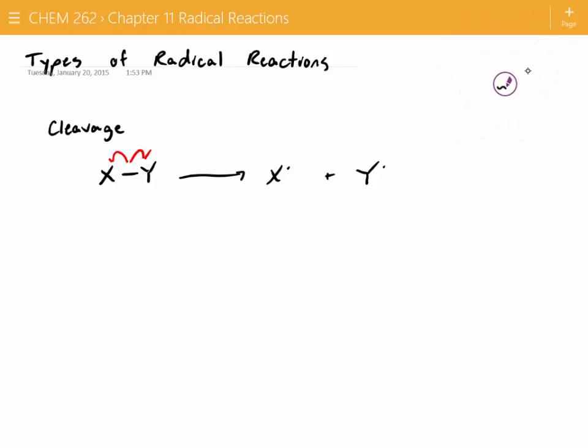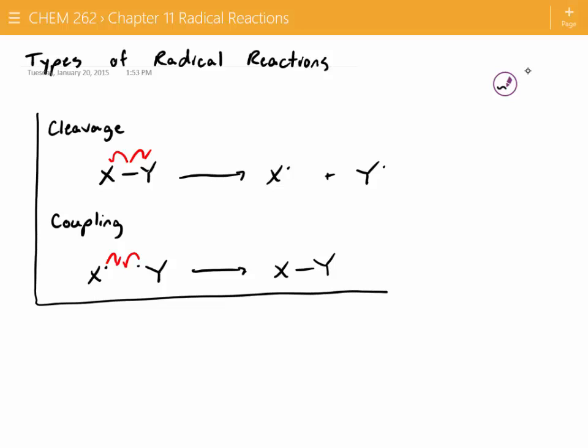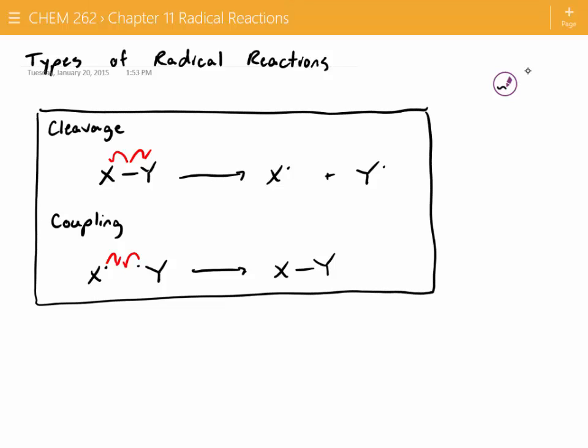Conversely, you can have coupling, right? So we've got two radicals. These radicals can do the reverse reaction. So if we've got a radical X and we've got a radical Y, we can have these two electrons try to find each other and form a new covalent bond. So it's just the reverse reaction. Because these are in the same family, I'm going to just box them in together and say they're very, very similar. They're just the reverse of one another. So these deal with single bonds only. So are we making or breaking a single bond?